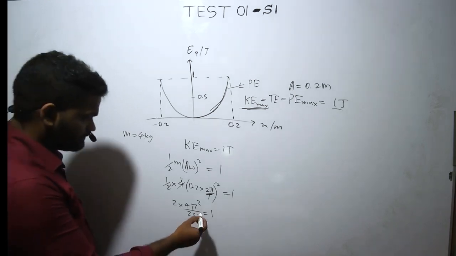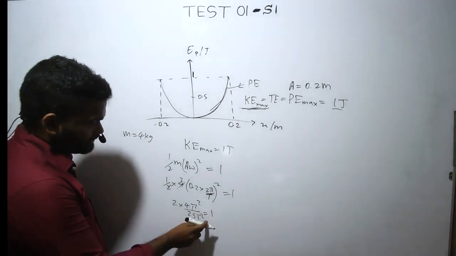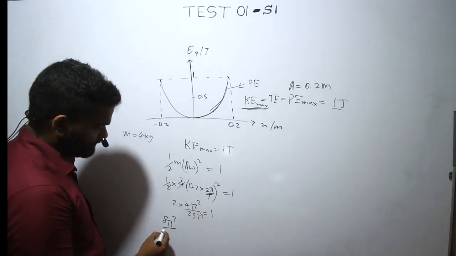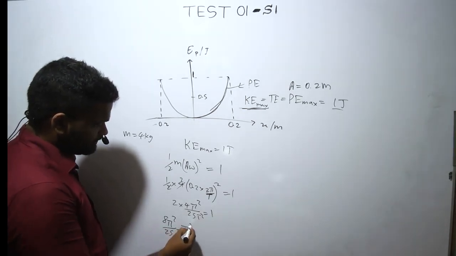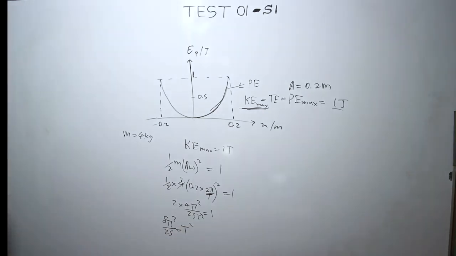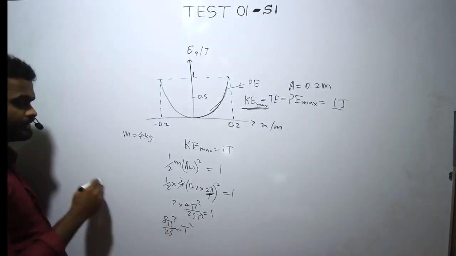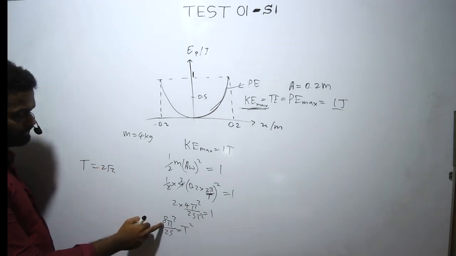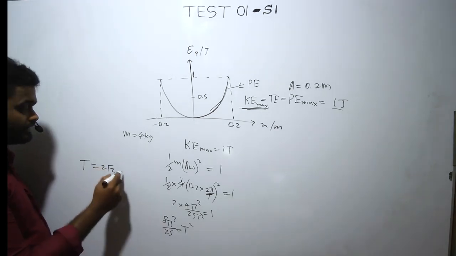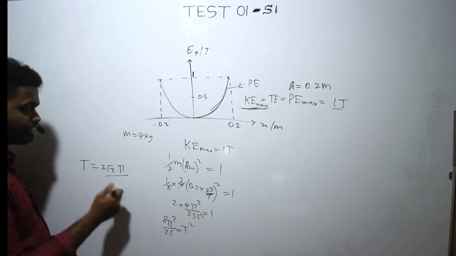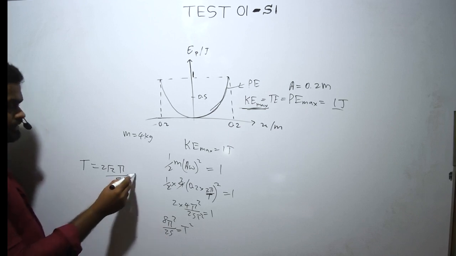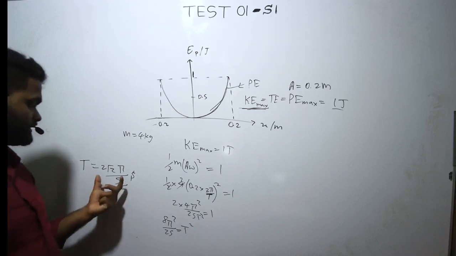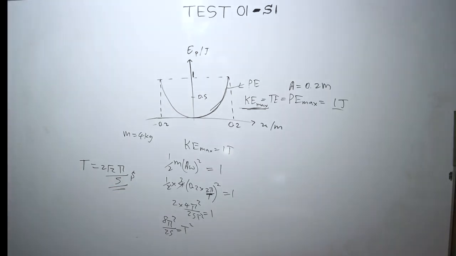T squared, right? So T squared goes to this side. So here you have 8 pi squared divided by 25 equals T squared. Then take the root. So you have 2 root 2. When you take root of 8, pi divided by 25 root means 5 seconds. 2 root 2 pi divided by 5 seconds. Do we have an answer there?